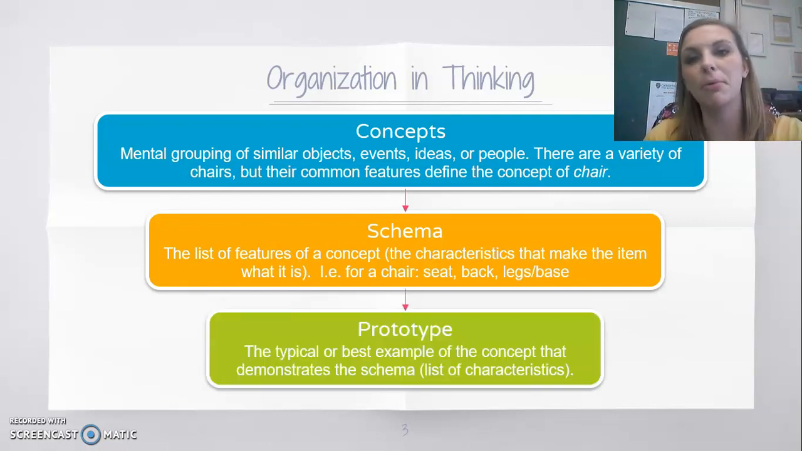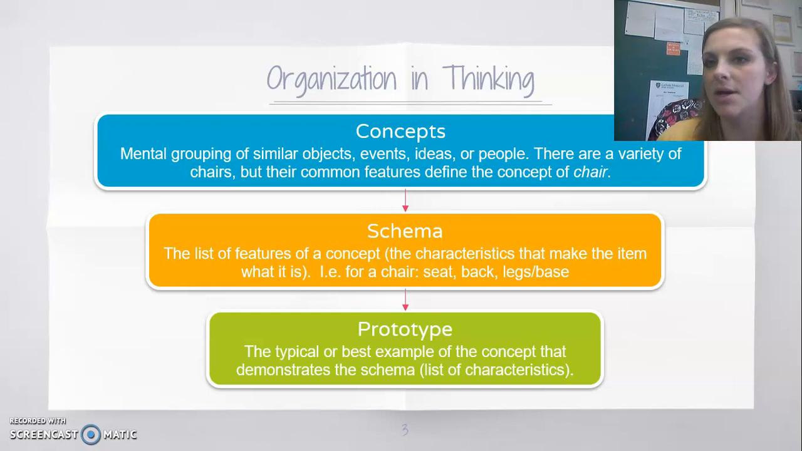And then finally, we have our prototype. Our prototype is the typical or best example of a concept that demonstrates the schema. Okay, so it is when you close your eyes and someone mentions chair, it is what comes to mind when that person mentions it. Okay, it is the very first thing that comes to mind. It follows those characteristics.